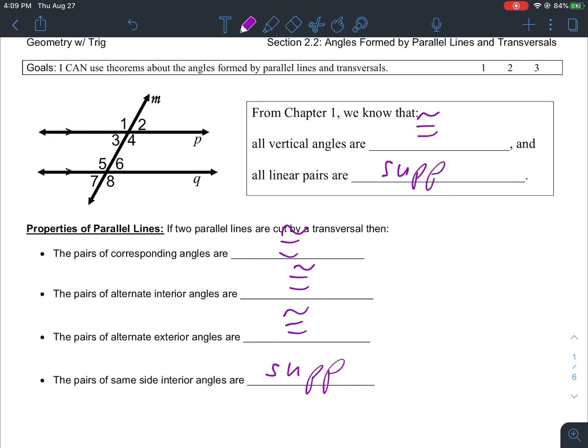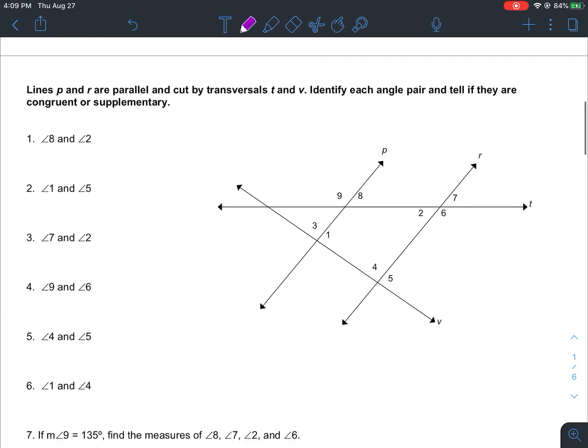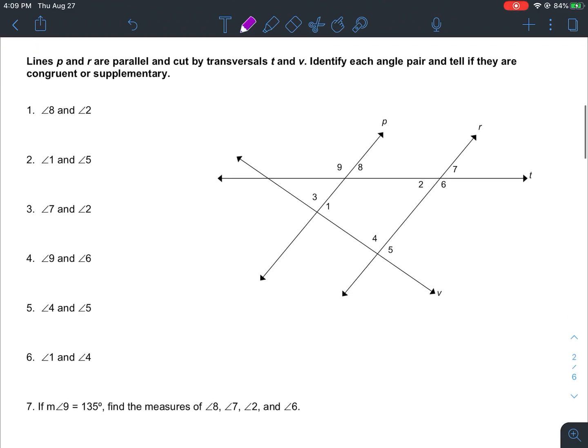So sum up here, 6 different pairs of angles. All of them are either congruent or supplementary. So you're either going to be setting angles equal to each other or adding them together to get 180 degrees. Continuation of what we did last section.